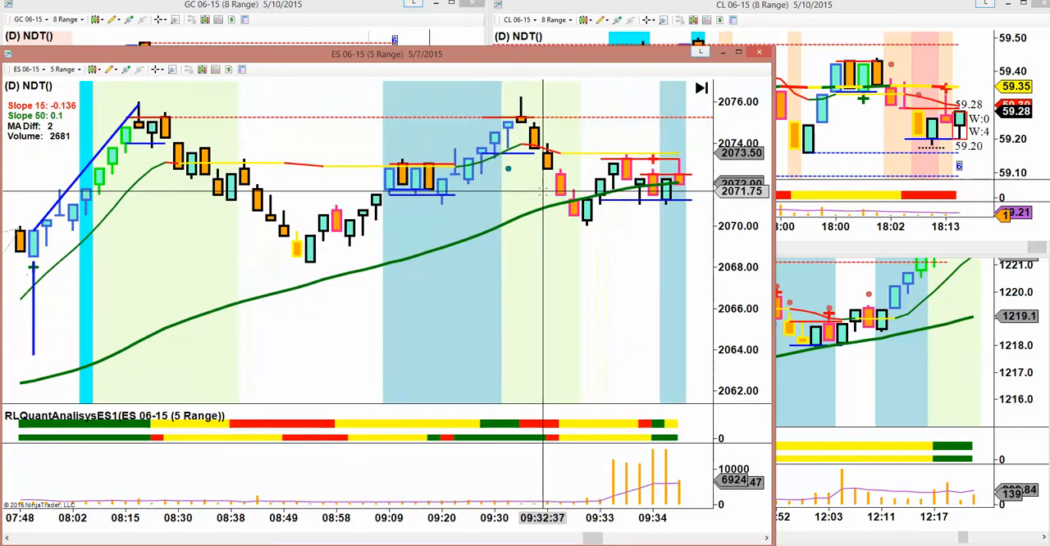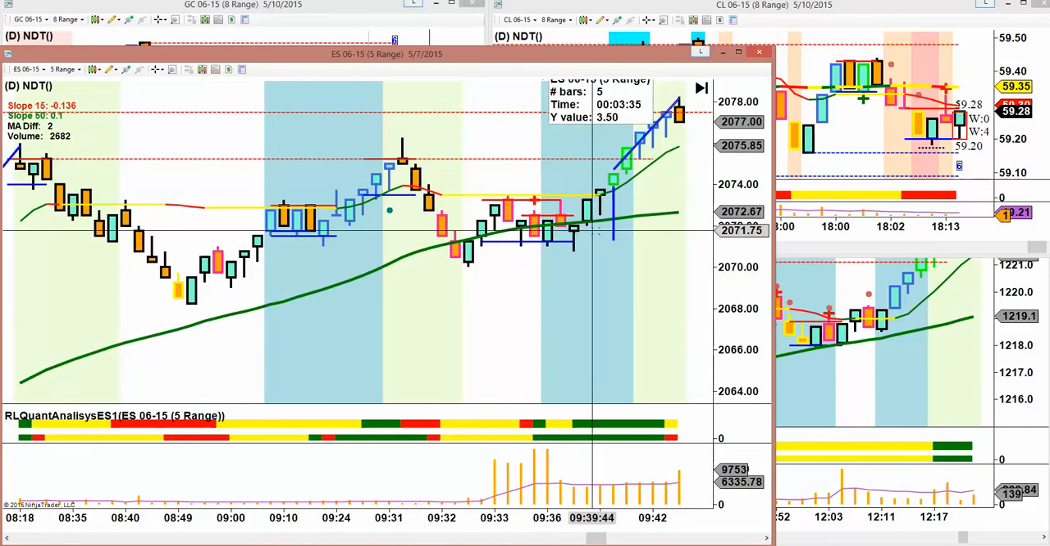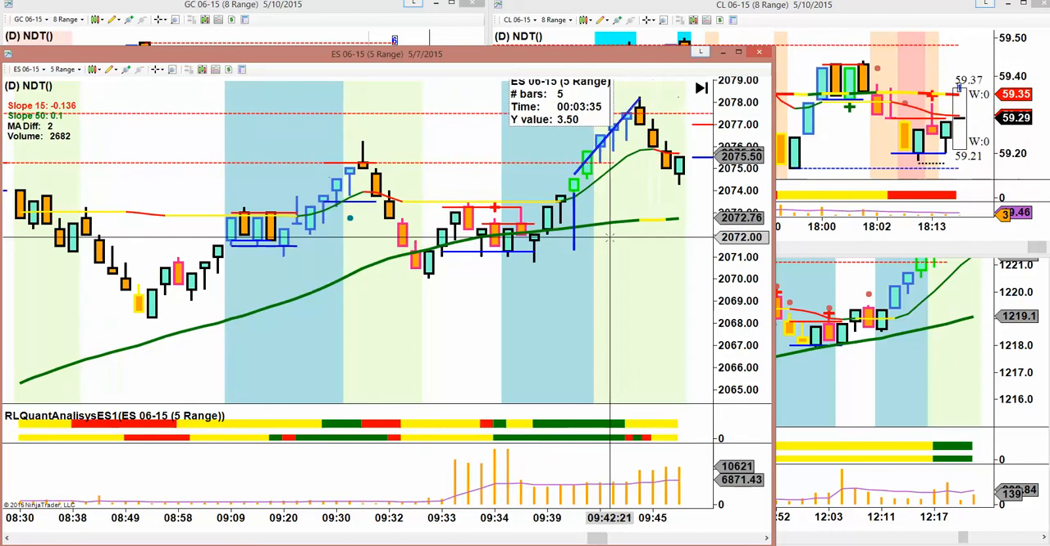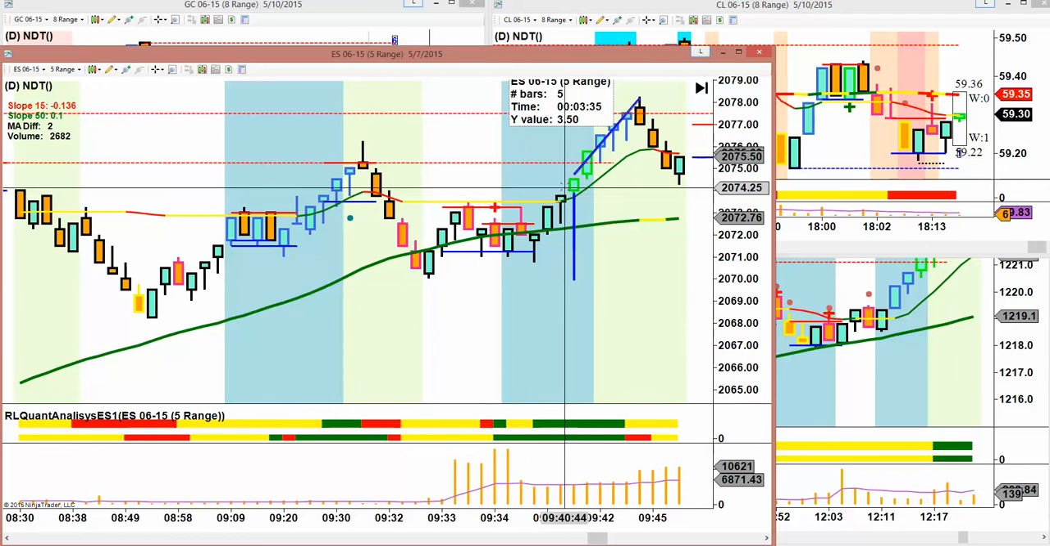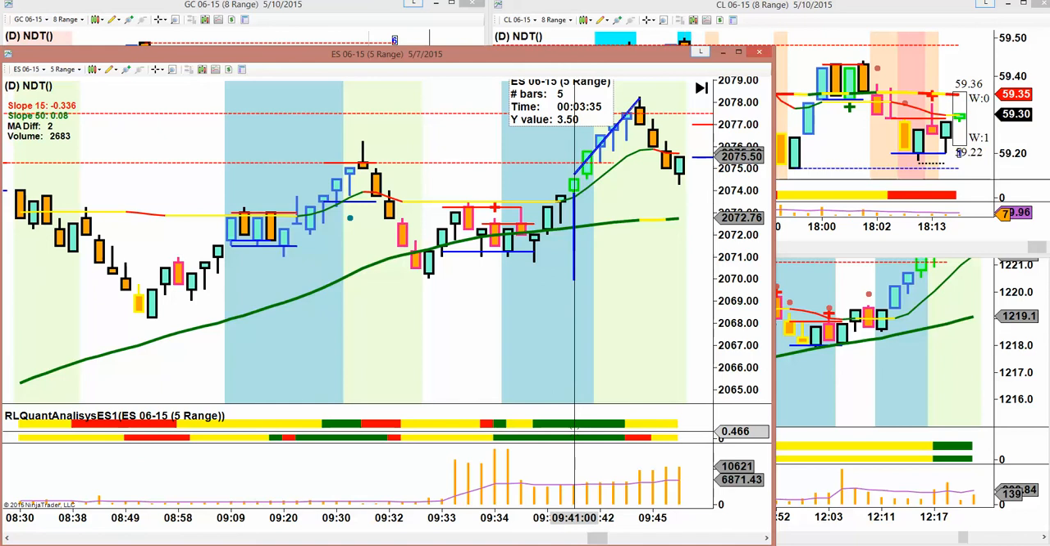Now really what I'm looking for is a signal. Now here's a great signal at 9:41. This is a gorgeous break of the 15 with order flow and momentum, dual quant line confirmation. You have plenty of space from the opening of the market. It's been 10 minutes, and up you go.